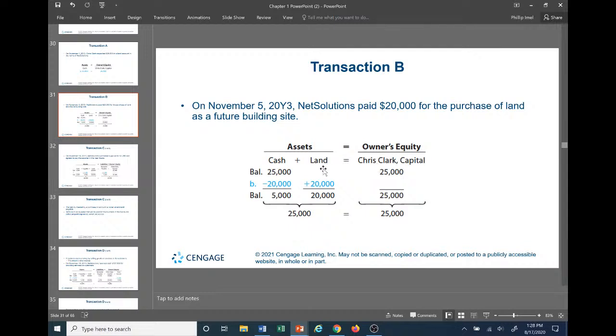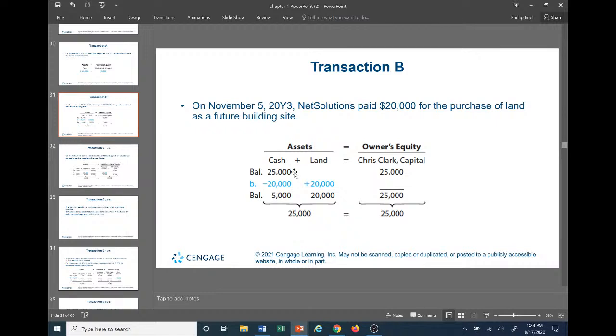Now let's look at B. So it says once again, Net Solutions paid $20,000 for the purchase of land as a future building site. So if you can see here, this transaction has no effect on owner's equity whatsoever because it's going to stay the same, right? Owner's equity stays the same. However, now you see assets. We have two different types of assets. We now have land that Net Solutions just purchased for $20,000. So we have to account for all the assets that the company has.